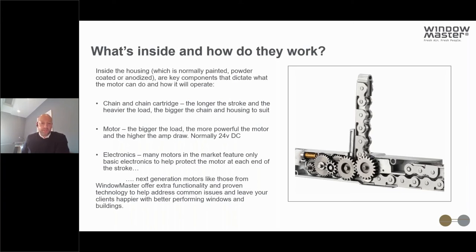Let's say most of our actuators are 24-volt DC, although we do have some mains options as well. And there'll also be some electronics within that motor. In more basic motors in the market, they will simply be a protective device to prevent the motor from burning out at the full extent of the stroke, whether that's fully closed or fully open. But the newer generation motors like those from WindowMaster offer some really good, useful functionality to help address some of the common challenges and improve the performance of the windows and the automation.